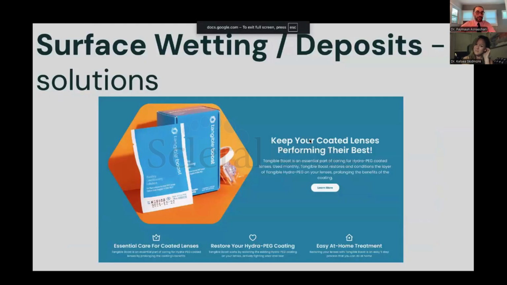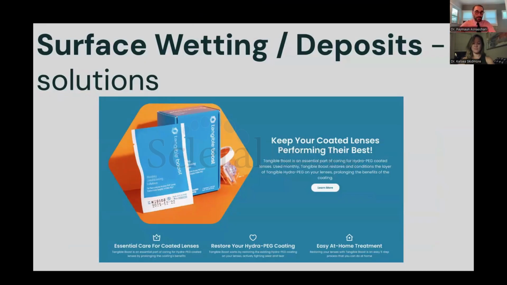And to keep the hydropeg coating, extend the life of it, you can consider a product called Tangible Boost. It just helps essentially to add more PEG, or polyethylene glycol, back into the mix because it potentially can wear off with use. And so this can help just extend the life of the hydropeg coating.